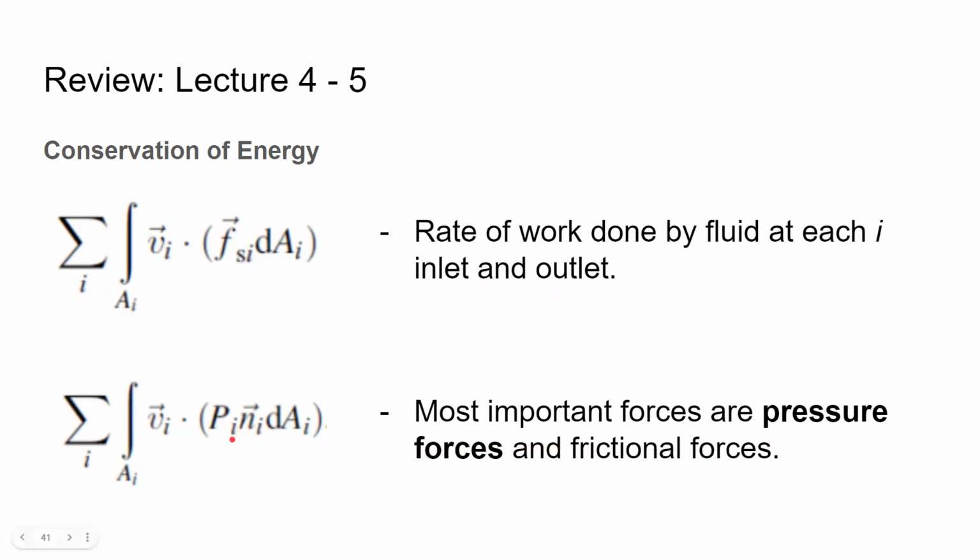So this is defined as the pressure force. So the rate of work done by the fluid at each inlet and outlet for the pressure force. So we have velocity right here, and then we have the pressure. And we also have the normal vector and the cross-sectional area where work is done.